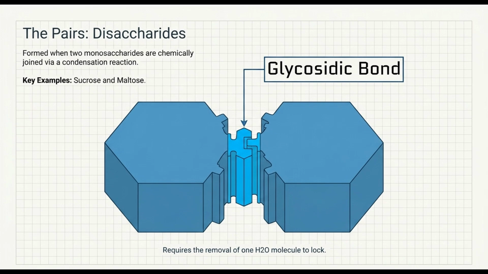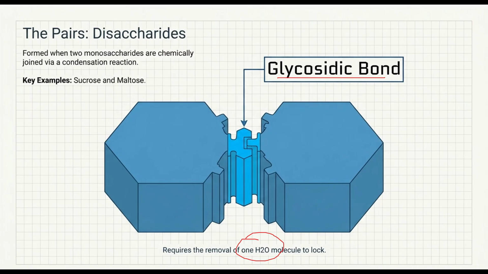And now we have to check for the pairs, that is disaccharides, right? So disaccharides are formed when two monosaccharides join together through a condensation reaction, right? When two monosaccharides combine, a glycosidic bond is formed. This creates a glycosidic bond and releases one molecule of water. So H2O is released. Okay.